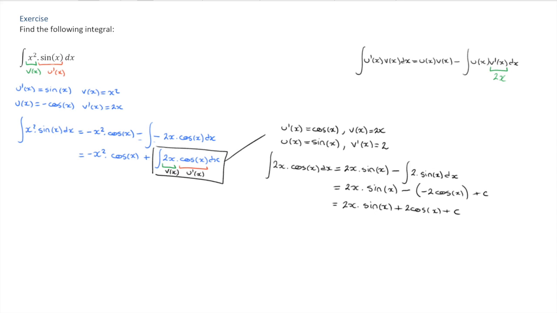Now that we've done that, we can go back to our initial result in blue and state that this equals negative x squared times cosine of x plus the result we just found in black. That's 2x times sine of x plus 2 cosine of x plus a constant of integration, c. And there we go. We've just integrated the product of x squared times sine of x using integration by parts twice. Let's look at another example.